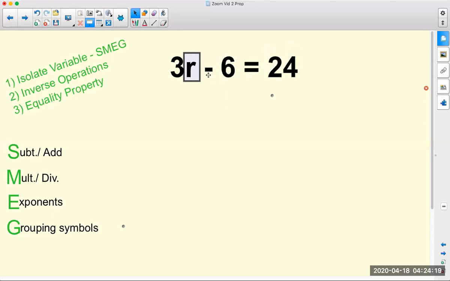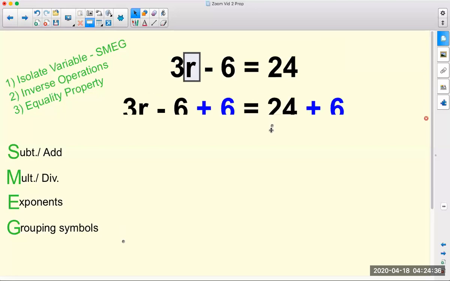How much are we subtracting? 6. So the inverse of subtracting 6 is adding 6. And to keep it balanced, we have to add that 6 on the left and the right of equals. That looks like this. You can see that we use the equality property in blue because you see it on the left and the right. What we're going to do now is clean up this line of work and make it easier to read.